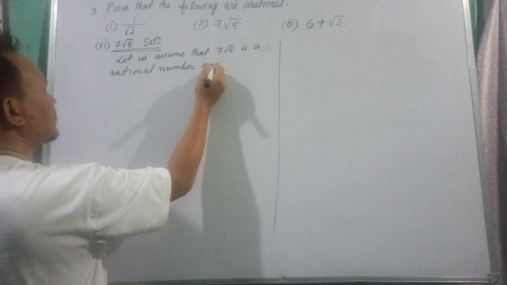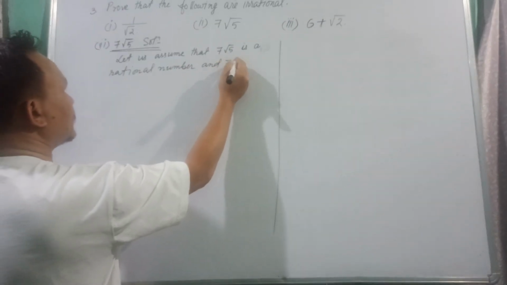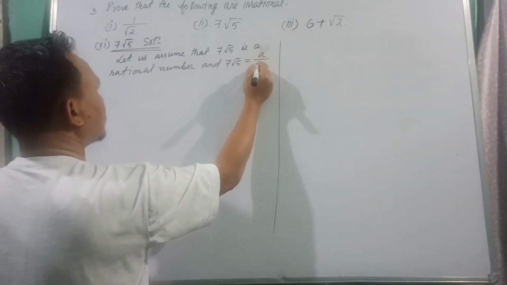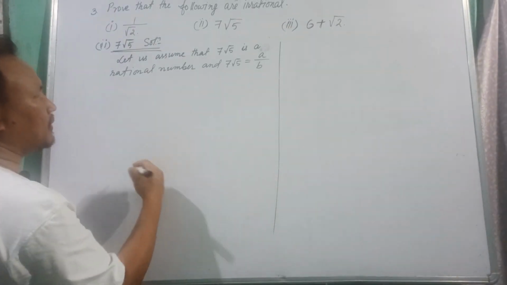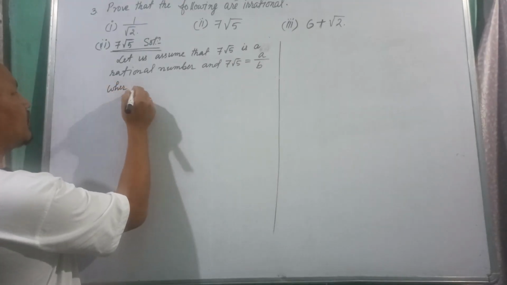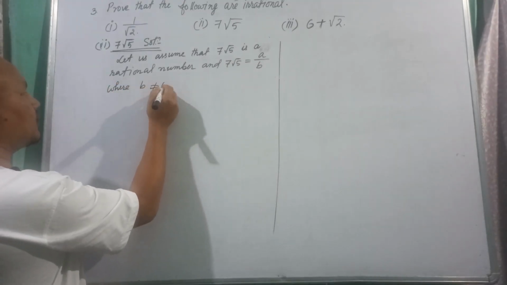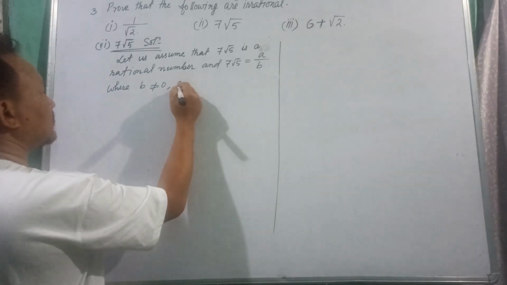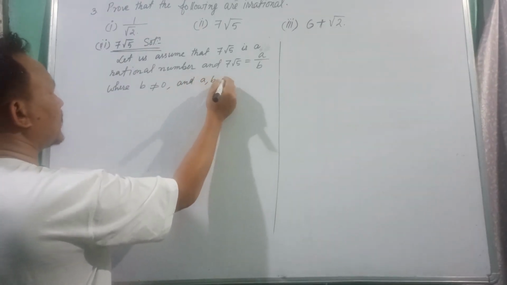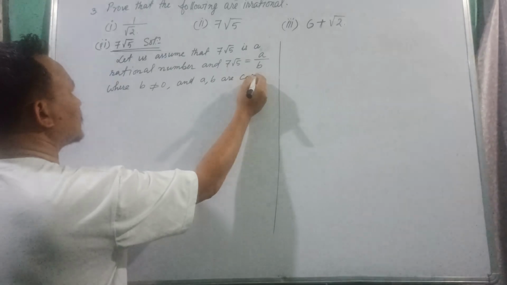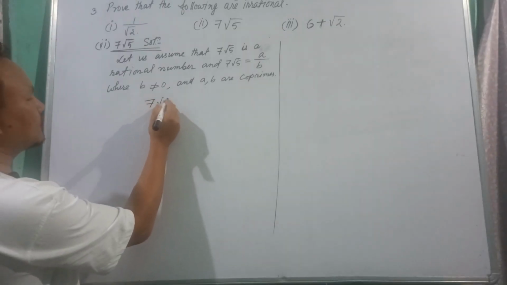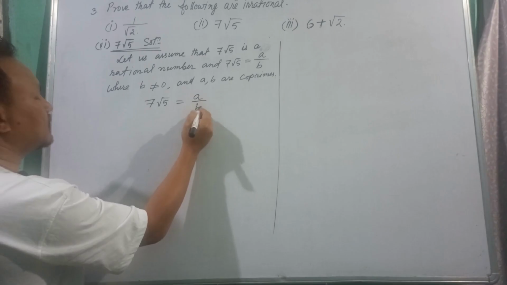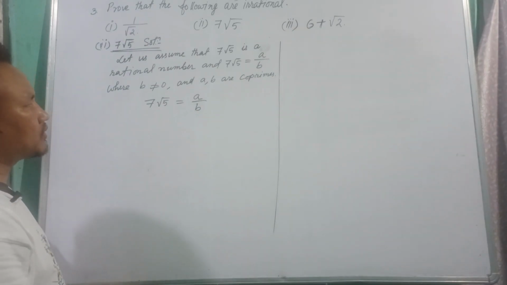And any rational number, 7 root 5, we can write as p by q. What I'm going to write here is a by b. We can write it as p by q or a by b, where b cannot be 0 and a, b are co-primes. You can write simple integers also, you will get the same result. So we wrote that 7 root 5 is equal to a by b. This is a rational number, right?